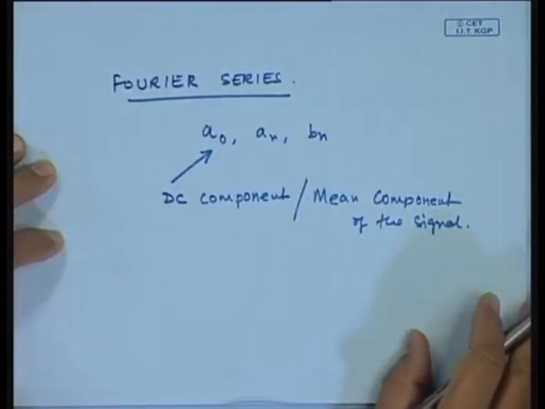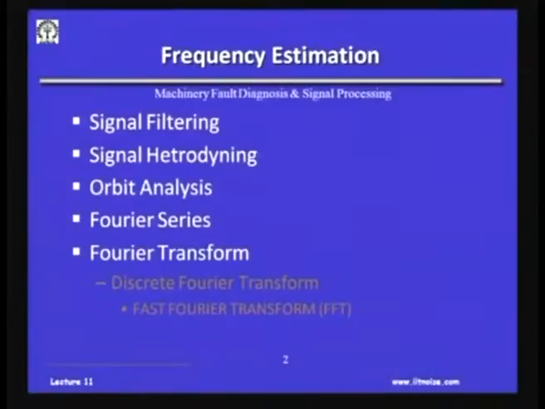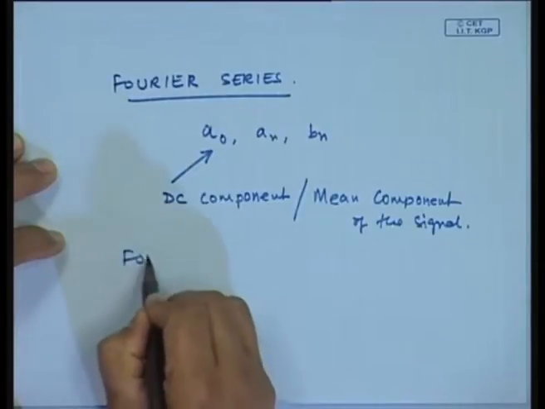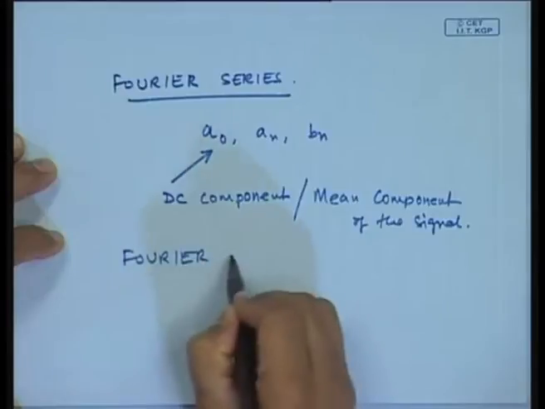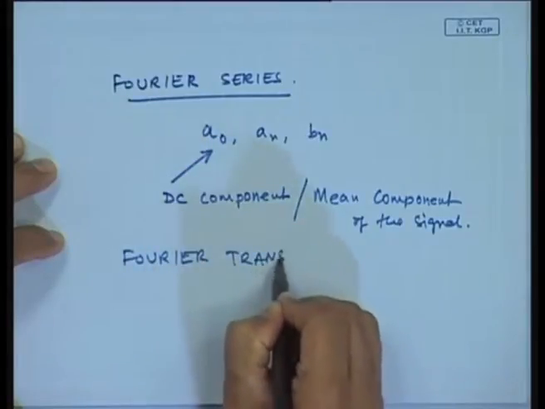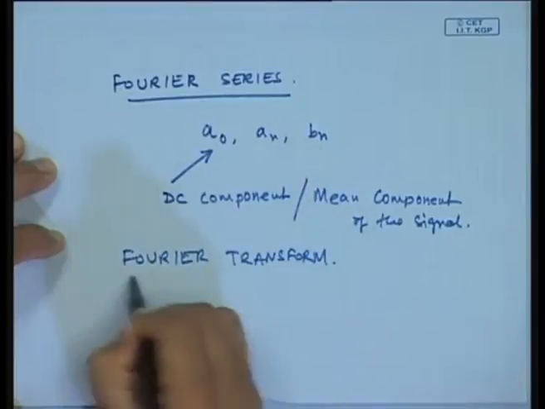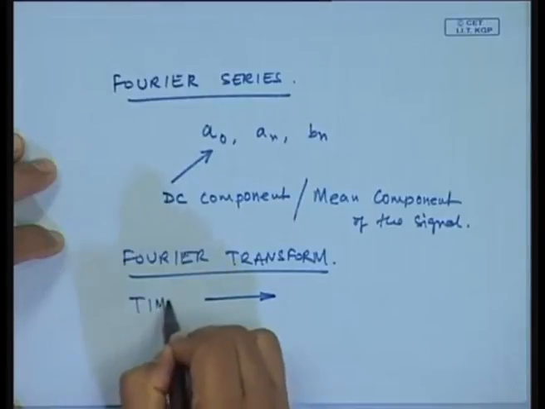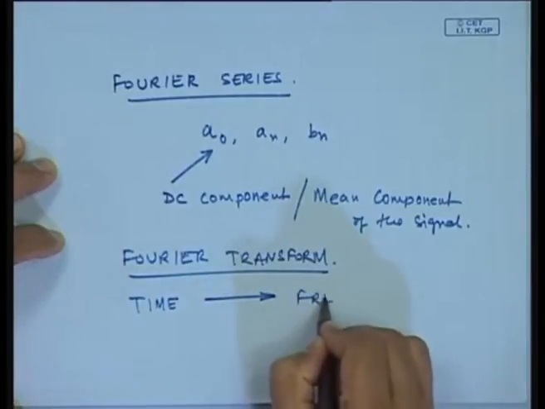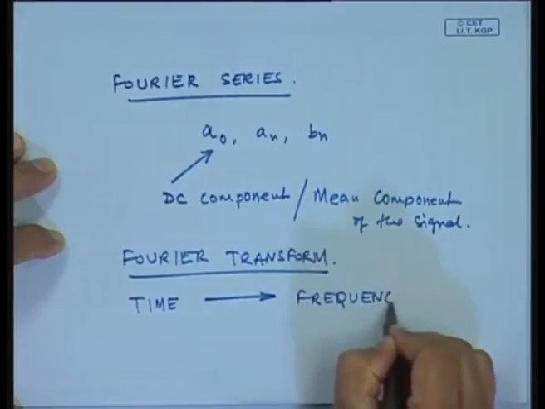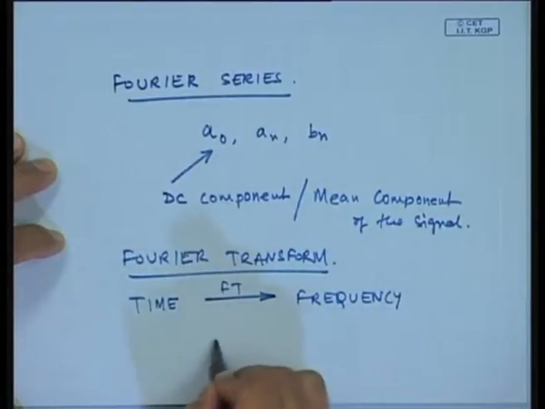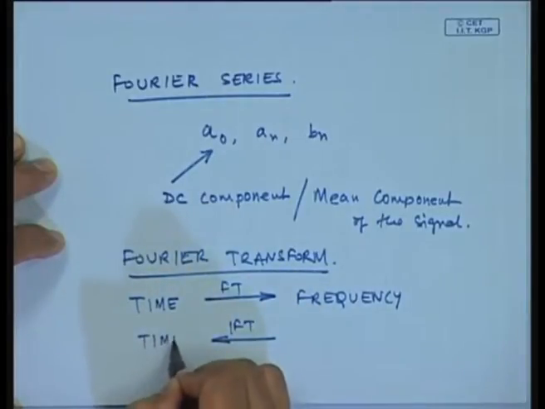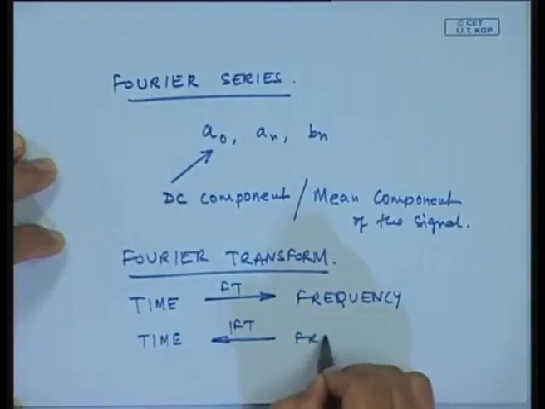But because of the limitations of Fourier series, as the signal may not be continuous, may not be periodic, etc., we have the Fourier transform, wherein the Fourier transform can be in the forward direction from the time to the frequency domain, and if I have an inverse Fourier transform, I can get the time from the frequency domain.